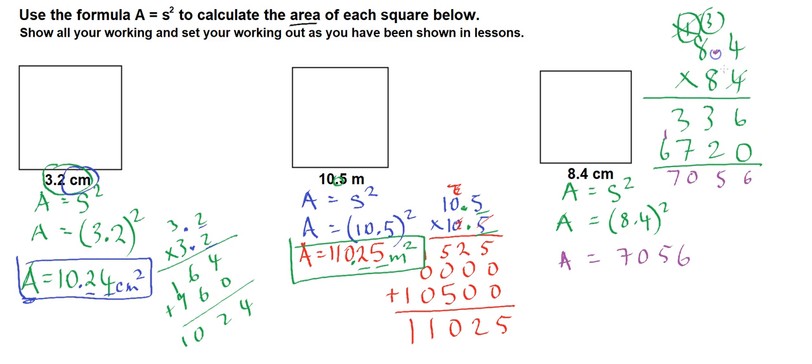I put my decimal points back in. Remember where they were? There. 1, 2 decimal places in the question. So I've got to have 2 decimal places in the answer, and the answer is 70.56 centimeters. I'm talking area, so it's squared. And those are the answers.